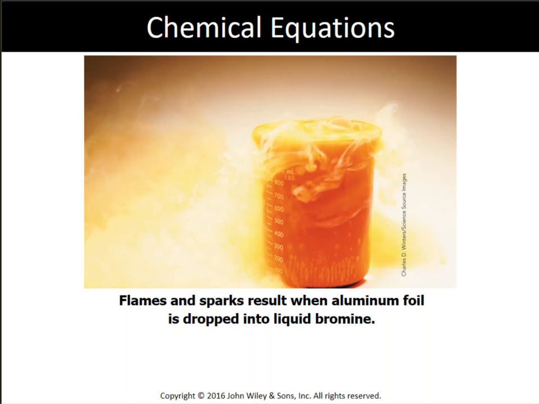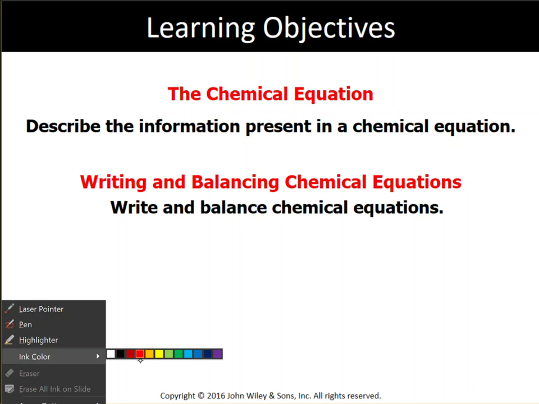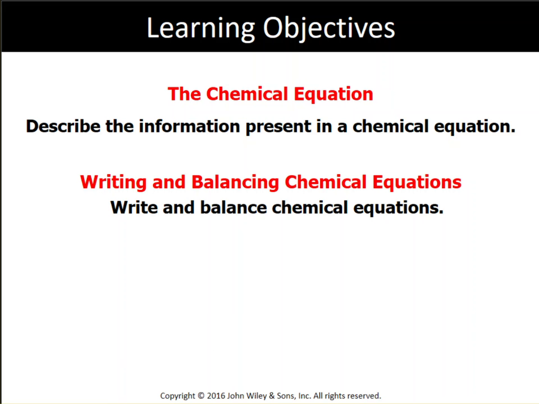So for chemical equations, we already learned the components of a chemical equation. We learned how to balance them. And now in this lecture, our focus is on writing chemical equations. We want to learn how we can predict the products of a chemical reaction. Once you learn how to predict the products, then you can complete a reaction and balance it.